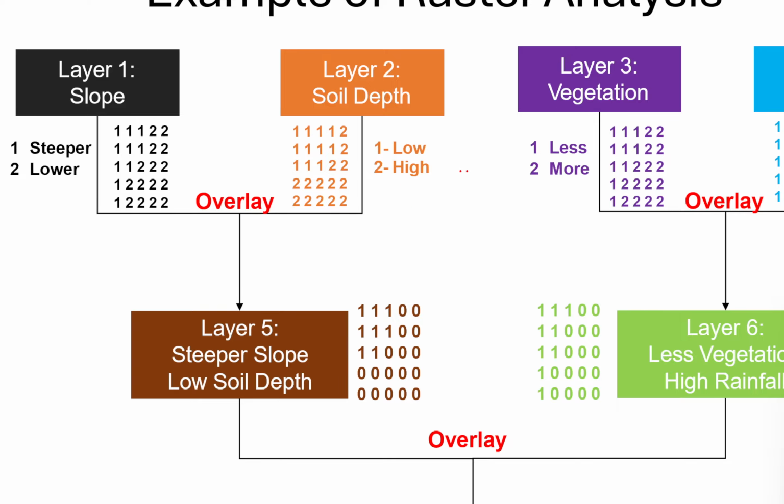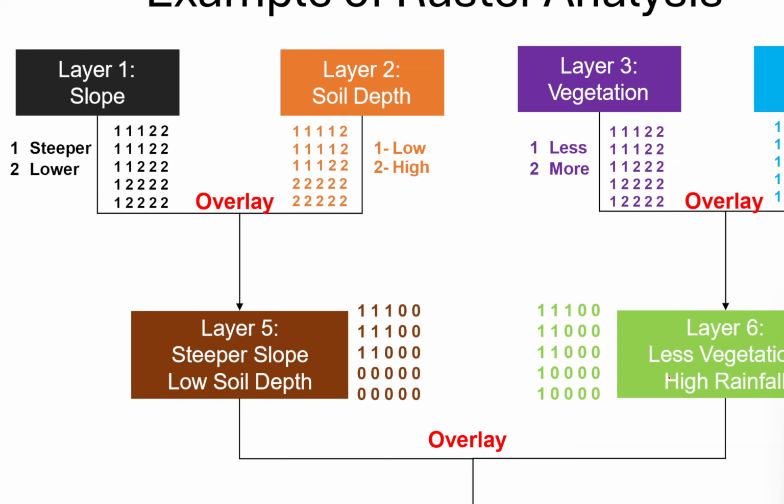So we will overlay, and a layer that has both steeper slope and low soil depth is going to have value of 1. And also in layer 6, less vegetation and high rainfall, then value 1.